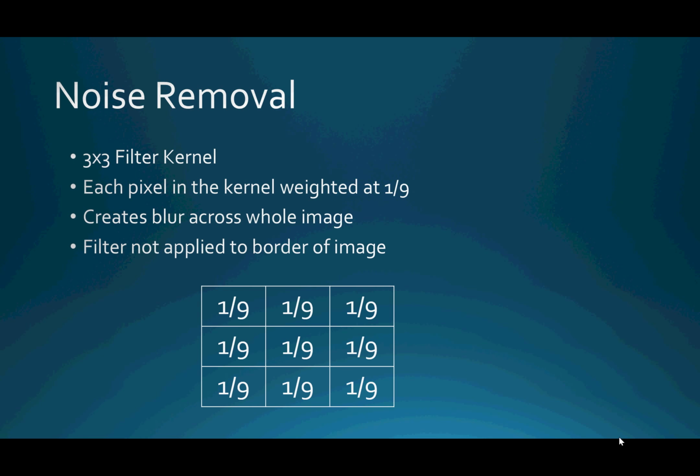The filter is applied to the whole image, except a 1 pixel border around the outside. I figured that with it being such a small filter, you wouldn't be able to tell that the 1 pixel border around the outside hadn't been filtered, so that was fine.